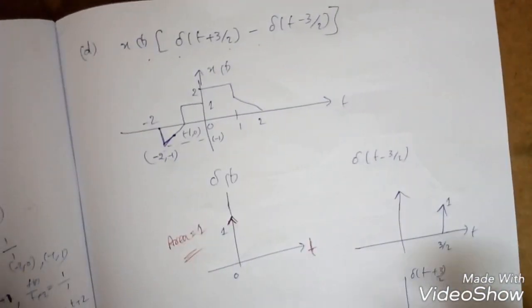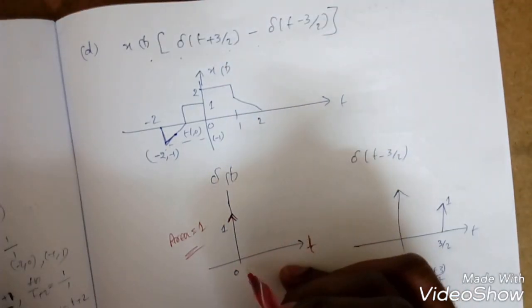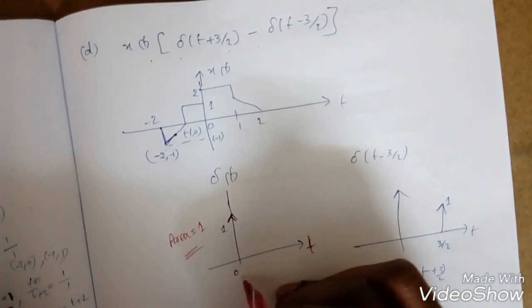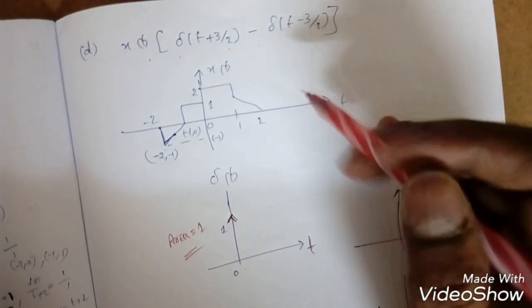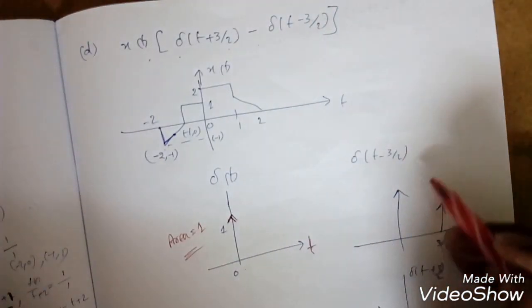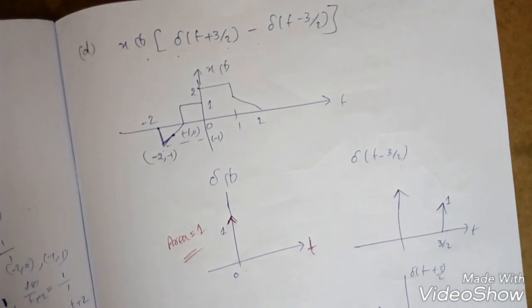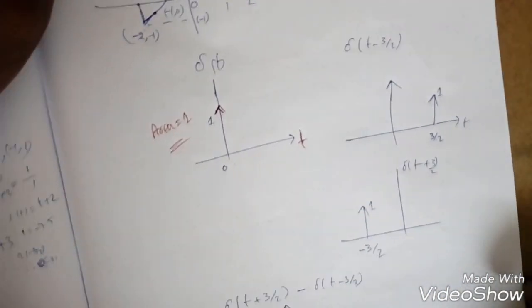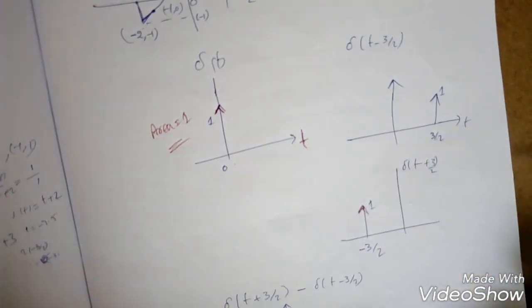Now how to shift this one: suppose delta t plus 3 by 2, that means we have to add for 0 minus 3 by 2, because this is a left shift. T minus 3 by 2 is a right shift, so plus 3 by 2. If I add t minus 3 by 2, at 3 by 2 we will get area as 1, or amplitude as infinity. Similarly delta of t plus 3 by 2, that means left shift, minus 3 by 2, will have the area as 1.